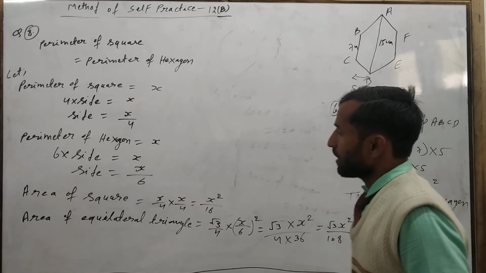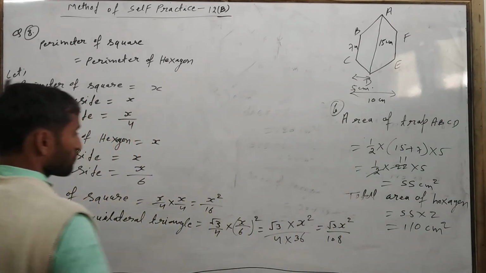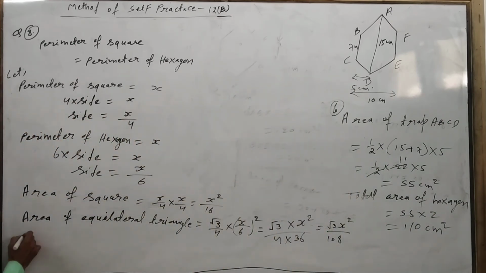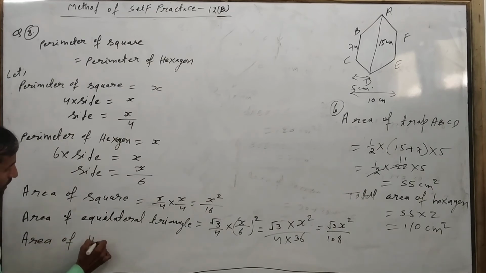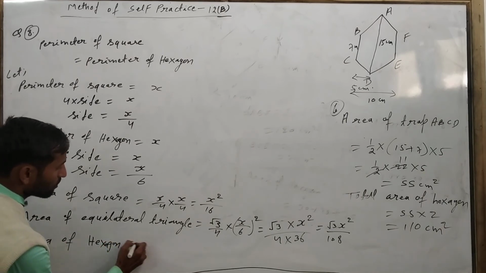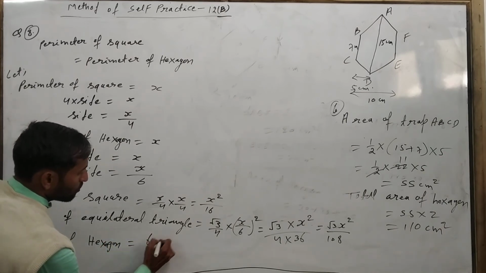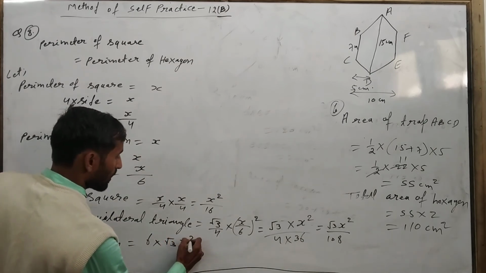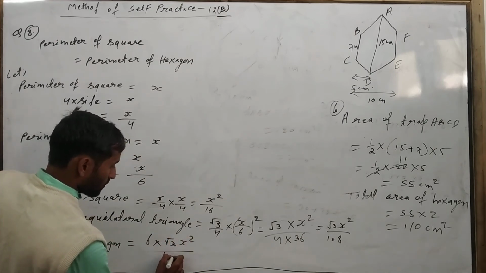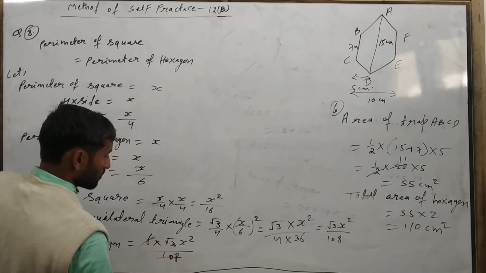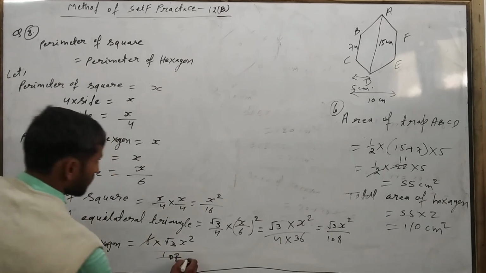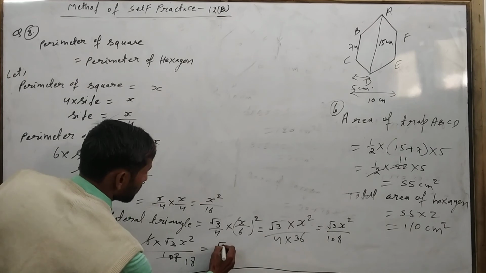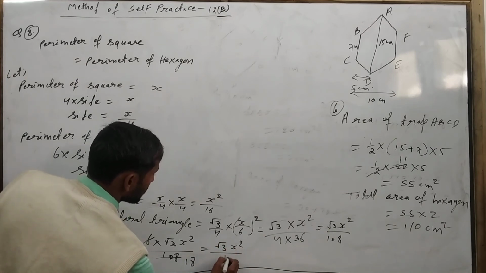This is the area of the equilateral triangle. Now we have to find the area of the hexagon, so we multiply by 6. The area of the regular hexagon is equal to 6 into the area of the equilateral triangle, so 6 into root 3 x square upon 108. Now we cancel out, and it will come 18. So root 3 x square upon 18.